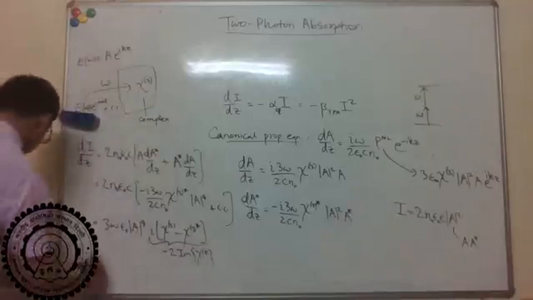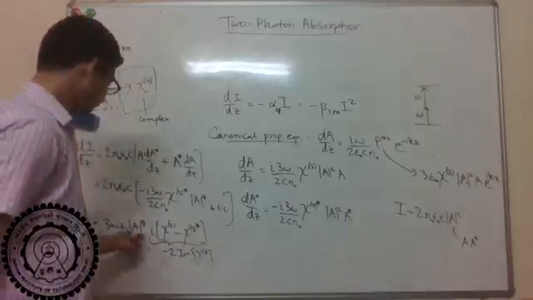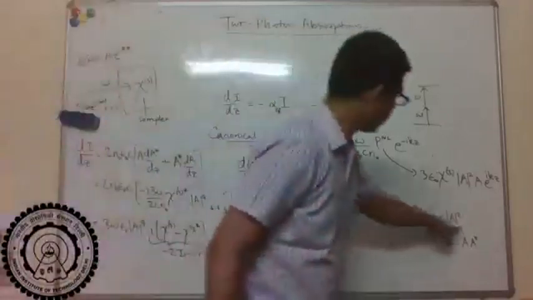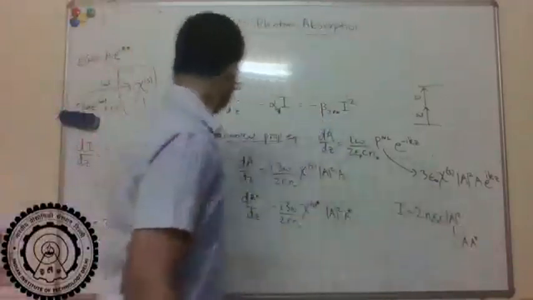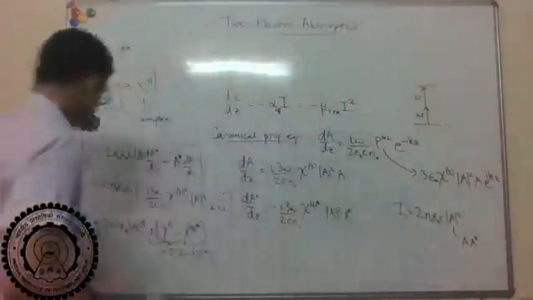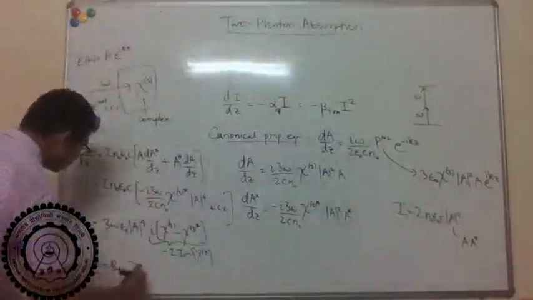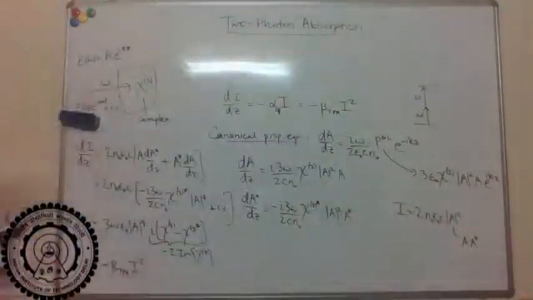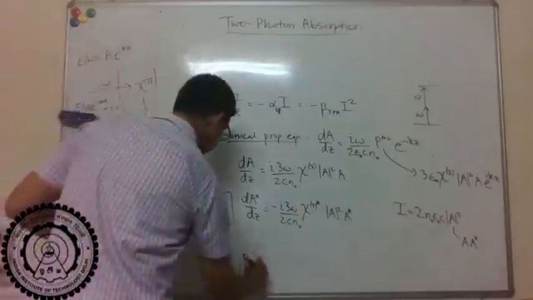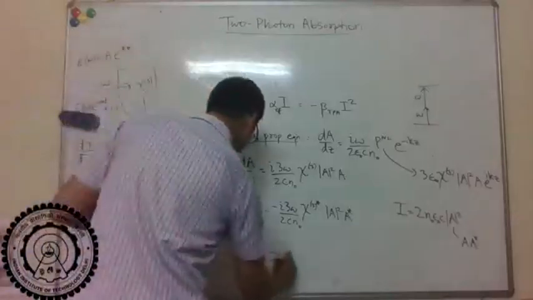Right, so I'll end up with something like this, and again I express mod A to the 4. So here mod A square is proportional to intensity, so mod A to the 4 will be proportional to I square, right? So I get something which is proportional to I square, right? And again, if you look at that constant of proportionality, we'll get the same thing that we already derived.